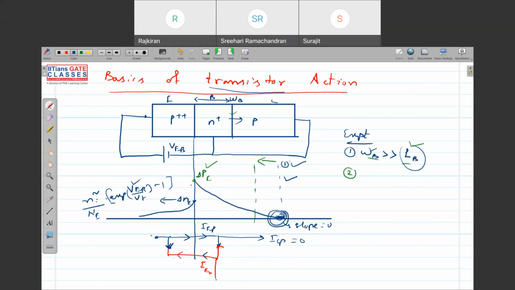Yes, sir. Since almost all the carriers have recombined and the slope here is almost zero, the current is zero initially, right? Yes, sir. So the ICP is not there in the first case.